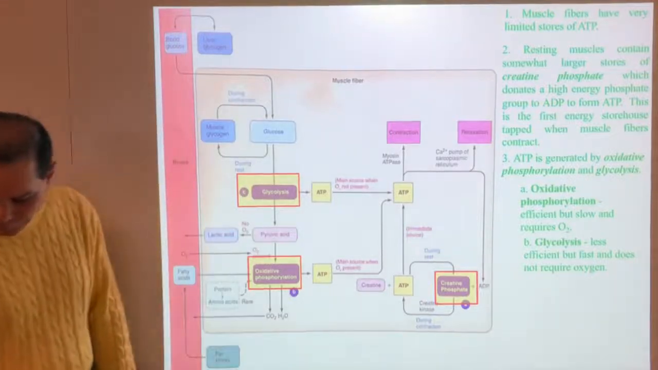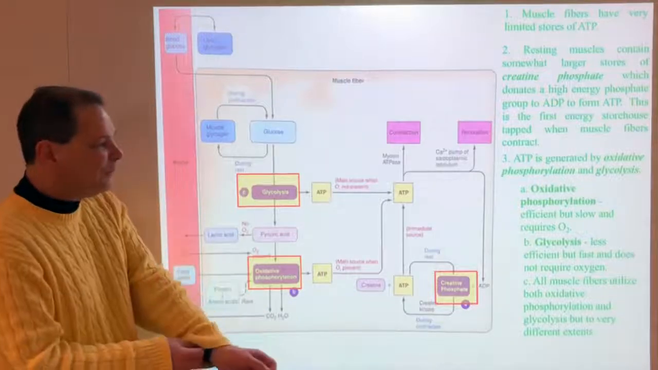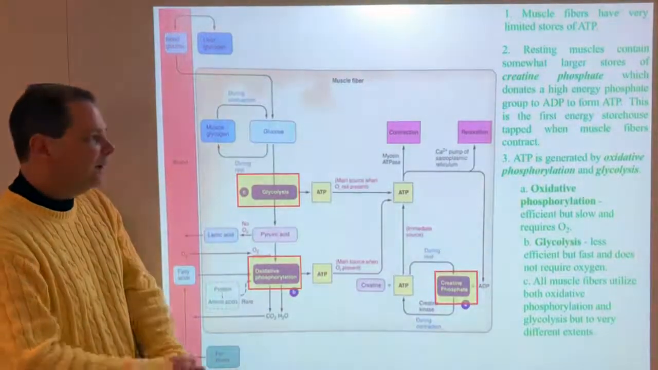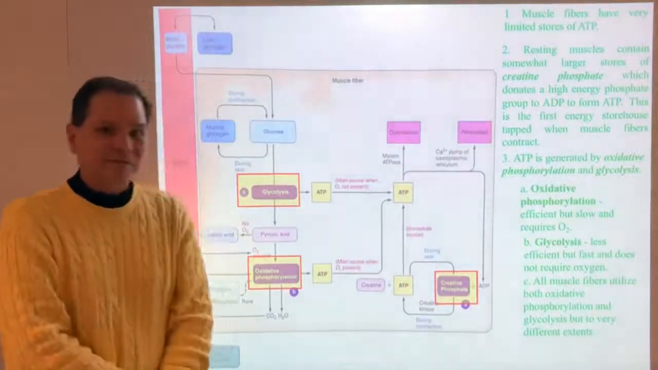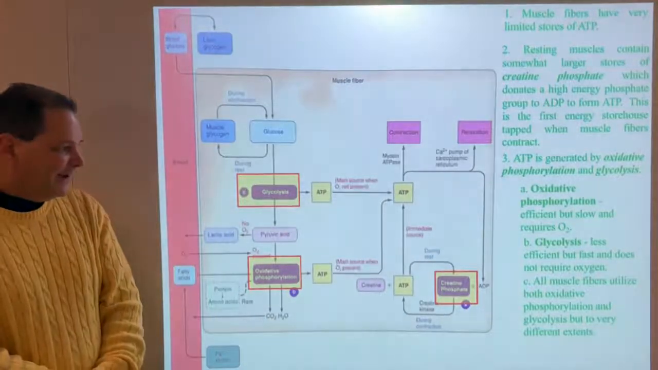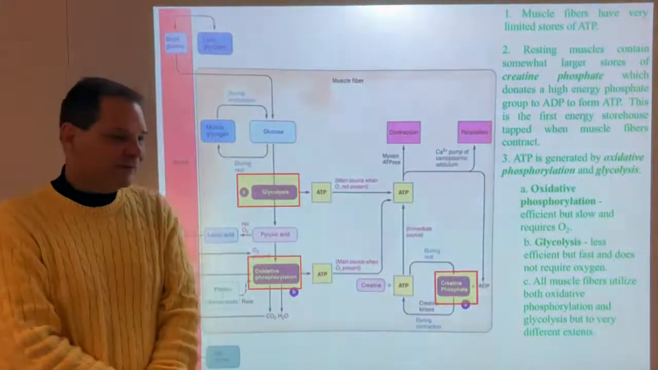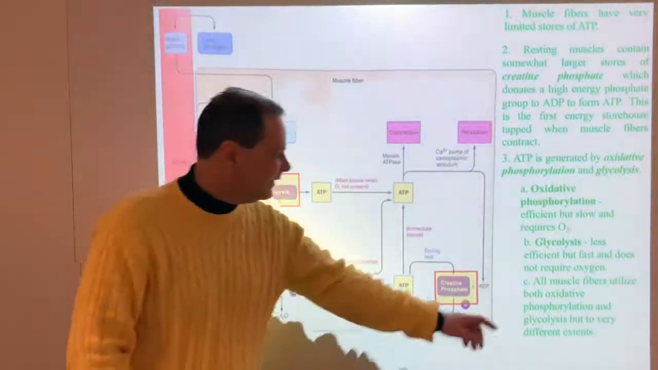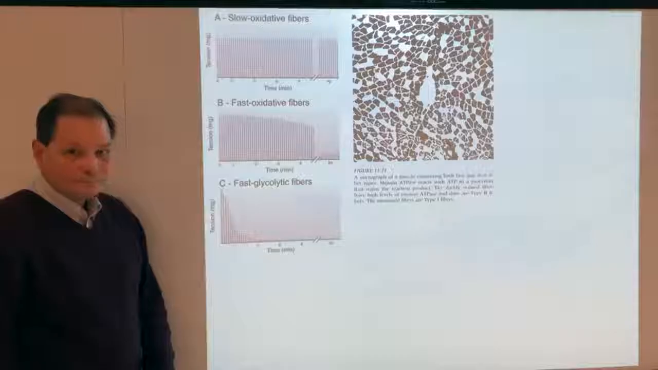Okay, so all muscle fibers use both forms of metabolism. However, they do use them to very different extents. And that is part of the basis of separating your muscle fibers, because some fiber types tend to use glycolysis, some tend to use oxidative phosphorylation.